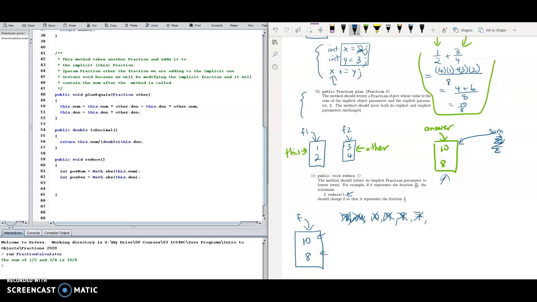7 is not, 6 is not, 5 is not, 4 is not. 4 goes into 8, but it doesn't go into 10. 3 is not, and 2 is the answer.